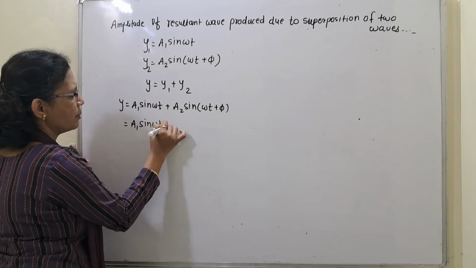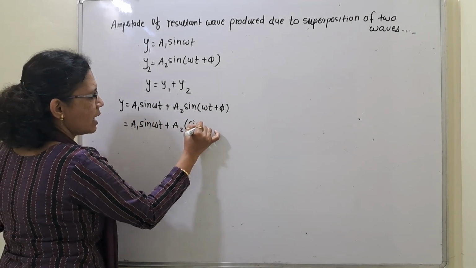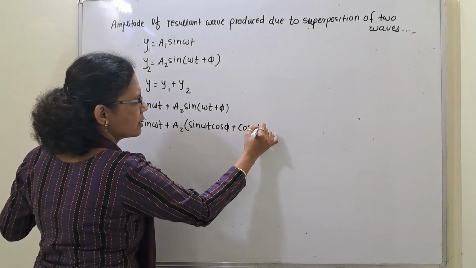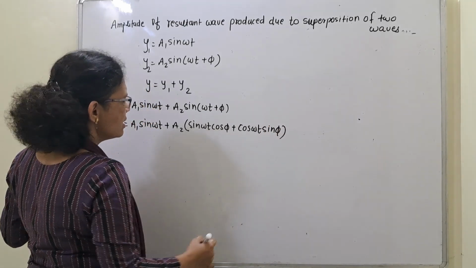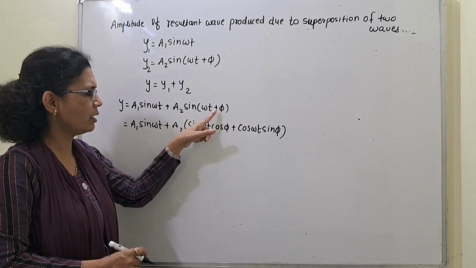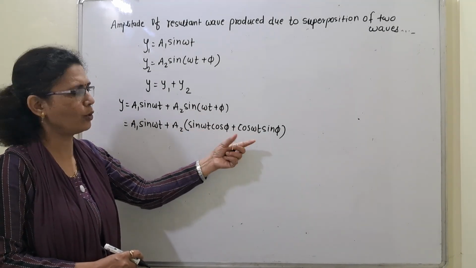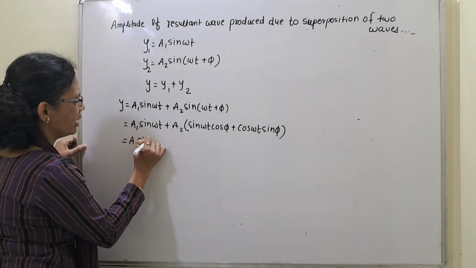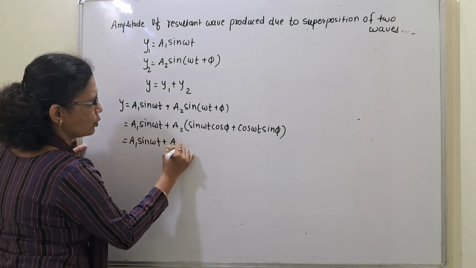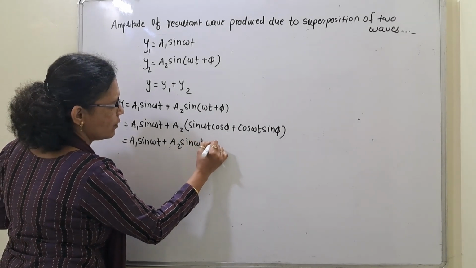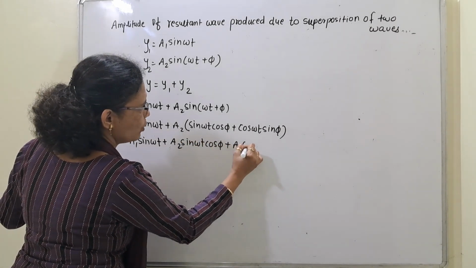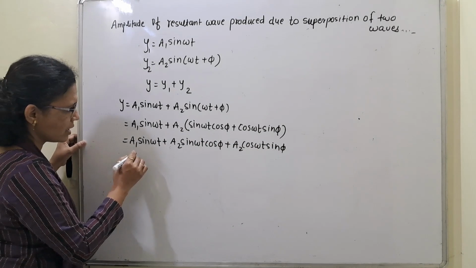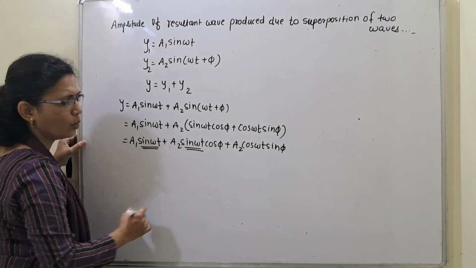a1 sine omega t plus a2 in bracket sine omega t cos of phi plus cos omega t sine of phi. You know this formula: sine of a plus b is sine a cos b plus cos a sine b. You have to know this identity. Okay. Now a1 sine omega t plus a2 sine omega t cos of phi plus a2 cos omega t sine of phi. Now if you observe this, here there is a common term, that is sine omega t.